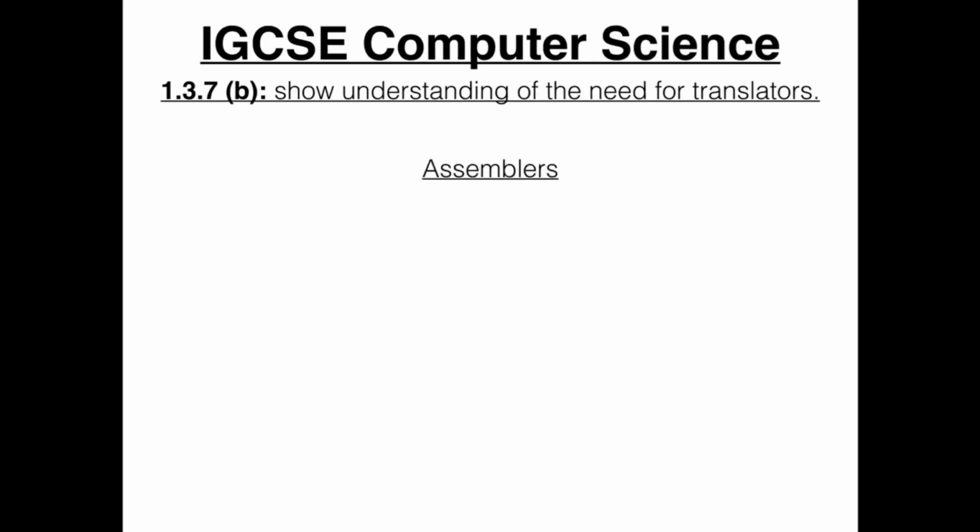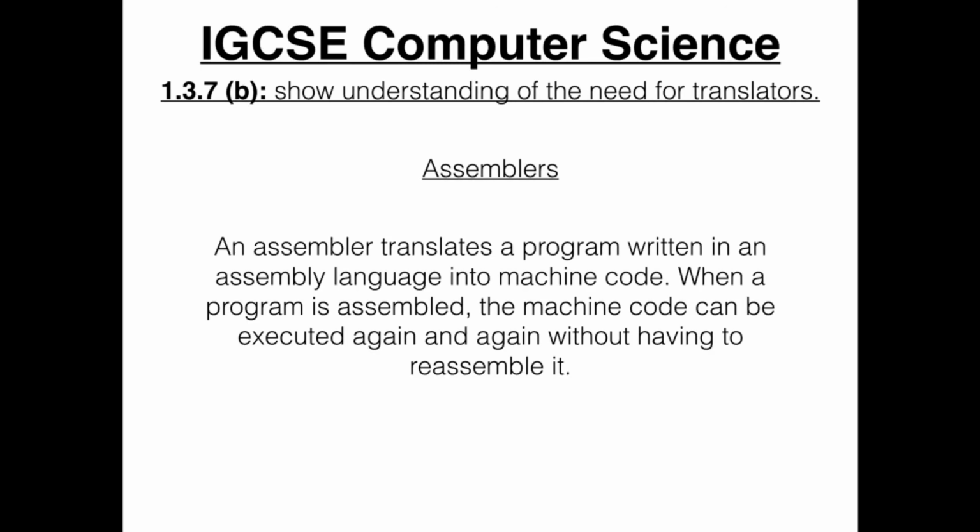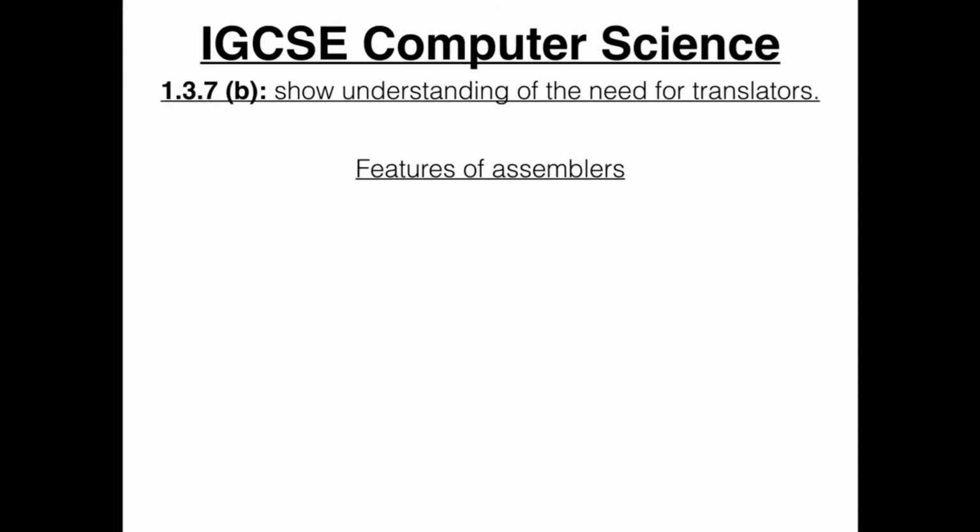Assembler is the last one. An assembler translates a program written in an assembly language into machine code. When a program is assembled, the machine code can be executed again and again without having to reassemble it. So it's kind of like a compiler, but with a low-level language.